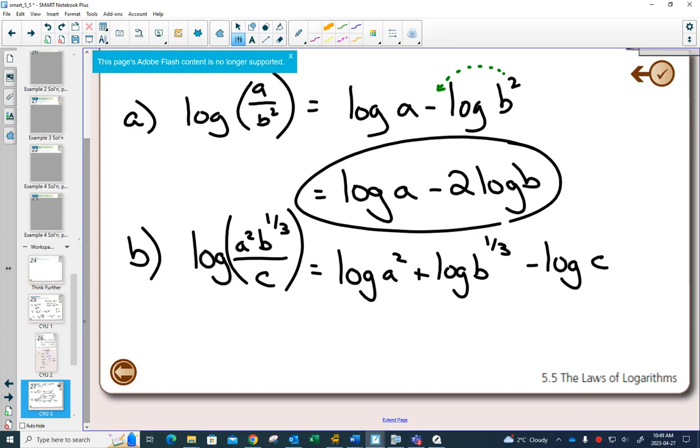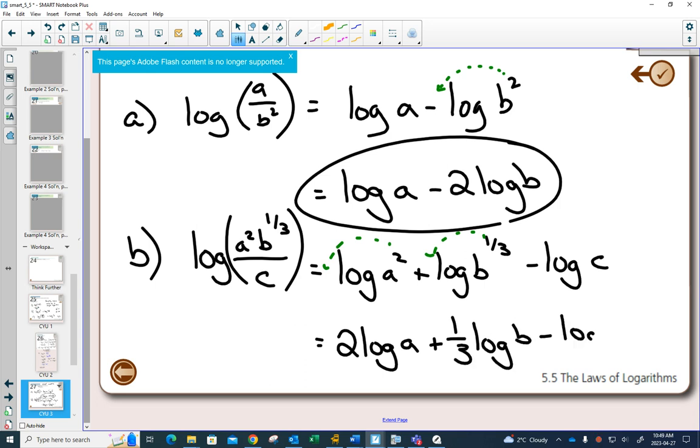So the A squared and the B to the 1/3 are in our numerator. They're getting added together. The C is in our denominator. That's going to get subtracted. And then finally, we can use the power law and bring each of these exponents out in front. And this would be considered expanded completely. Or as this question has worded it, we have written this in terms of log A, log B, and log C.